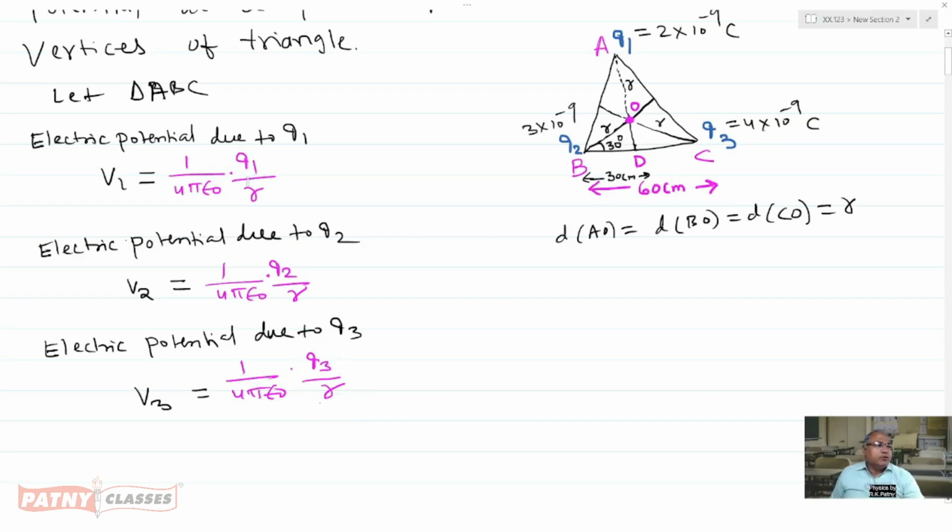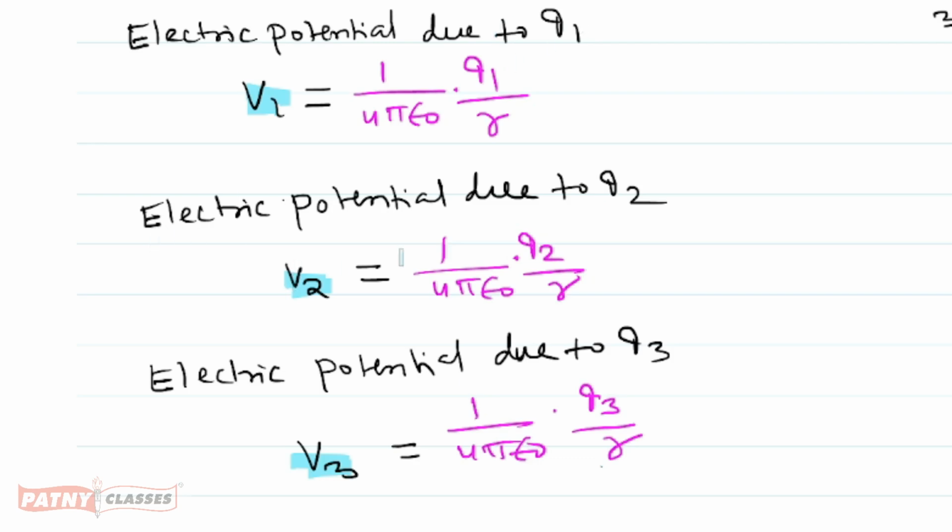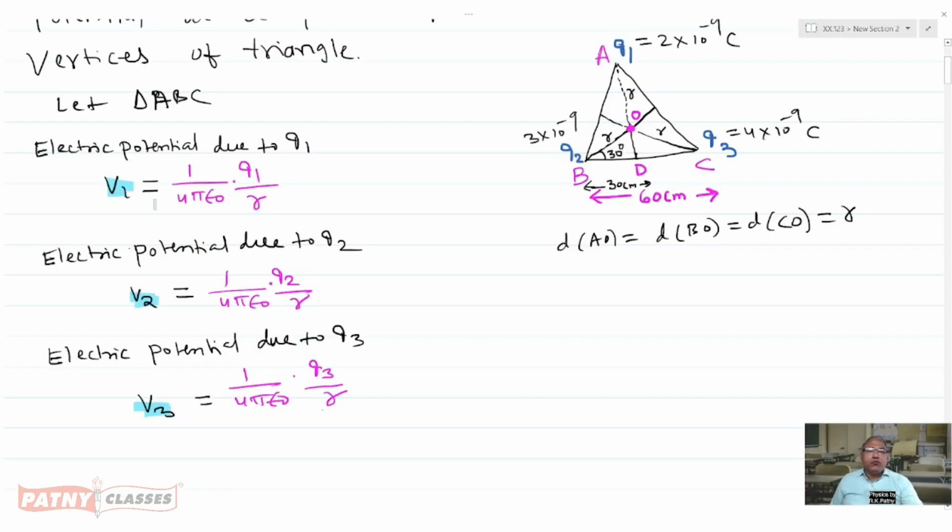After that, we need to find electric potential due to individual charges. That is, we need to find V1, V2 and V3. So V1 is the electric potential due to Q1, V2 is the electric potential due to charge Q2, and V3 is the electric potential due to charge Q3. We find V1, V2, V3 by applying the formula 1 upon 4 pi epsilon naught into charge upon distance. So V1 equals 1 upon 4 pi epsilon naught Q1 upon R, and V2 equals 1 upon 4 pi epsilon naught into Q2 upon R, and V3 equals 1 upon 4 pi epsilon naught into Q3 upon R.